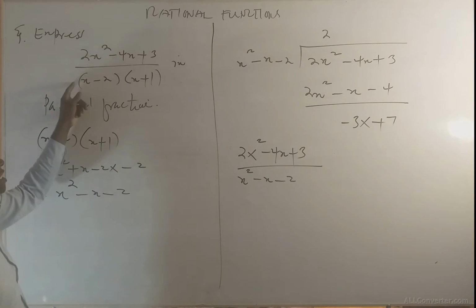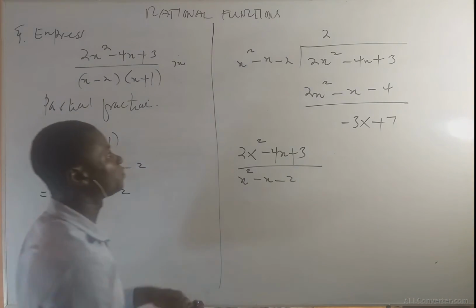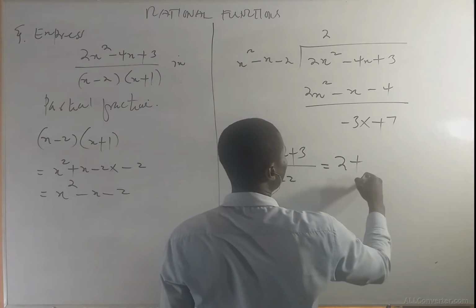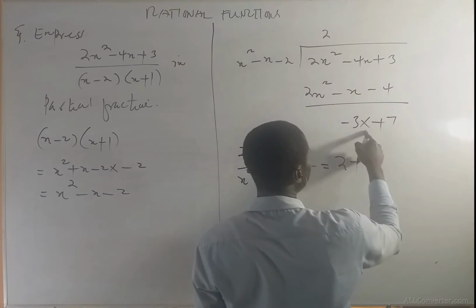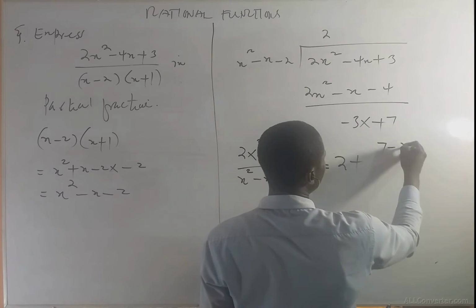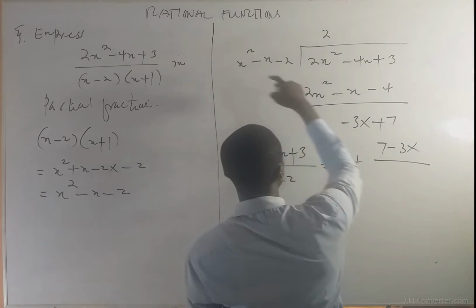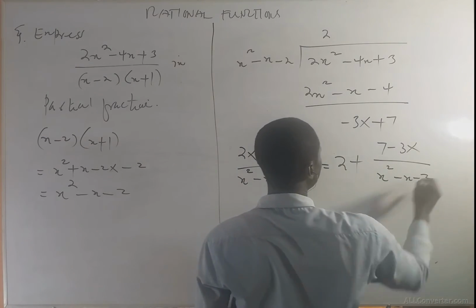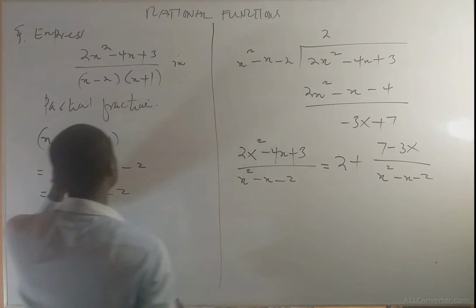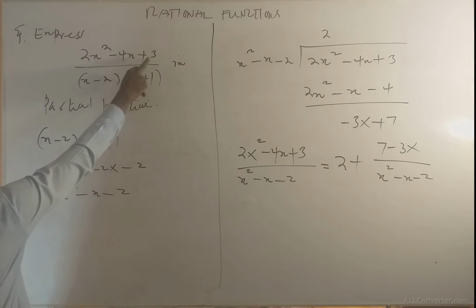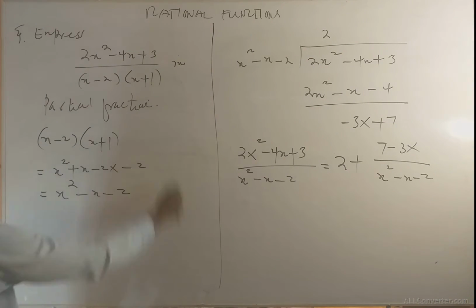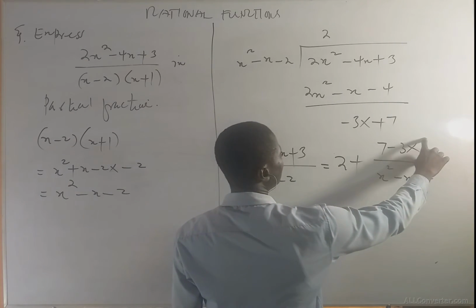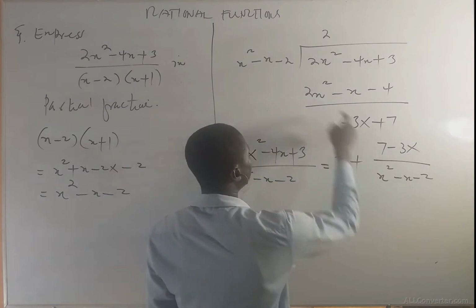So dividing this by this is the same as dividing this by this. And the result, you know, is the quotient. That's the quotient, so 2, plus the remainder. The remainder is minus 3x plus 7. This can be written as 7 minus 3x. It's the same thing, all divided by the divisor. And the divisor is x squared minus x minus 2. And so when you divide 2x squared minus 4x plus 3 by x minus 2 times x plus 1, the result is 2, a whole number, plus the remainder 7 minus 3x, all divided by the divisor again.